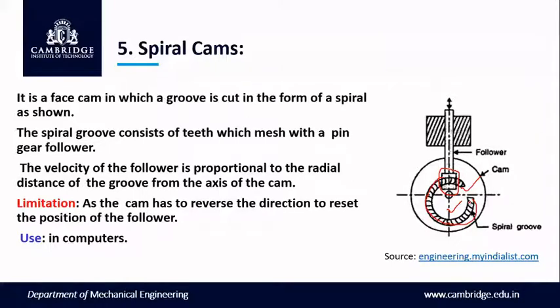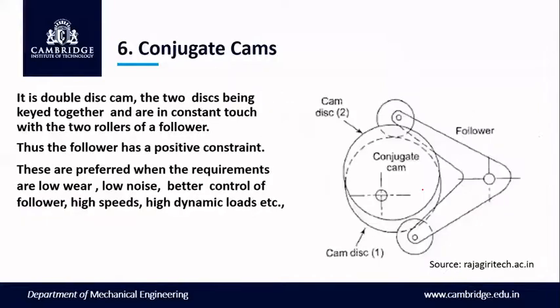But the limitation of this type of cam is that the cam has to reverse direction to reset the position of the follower. To bring the follower back to the original position, the cam has to rotate in the reverse direction. So we cannot get a complete rotation of the cam continuously. For a forward stroke, we have to rotate in one direction. To get back to the original position, it has to rotate in reverse. We can see the application in computers.